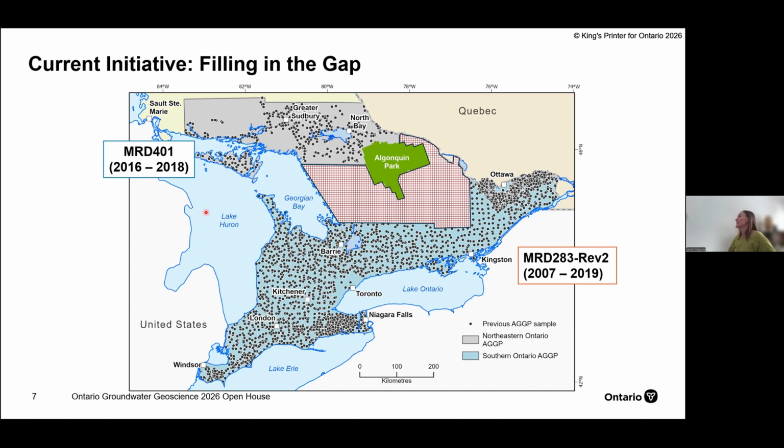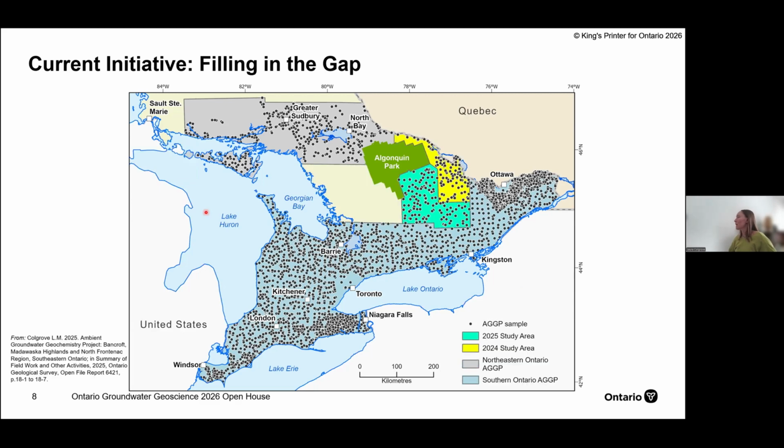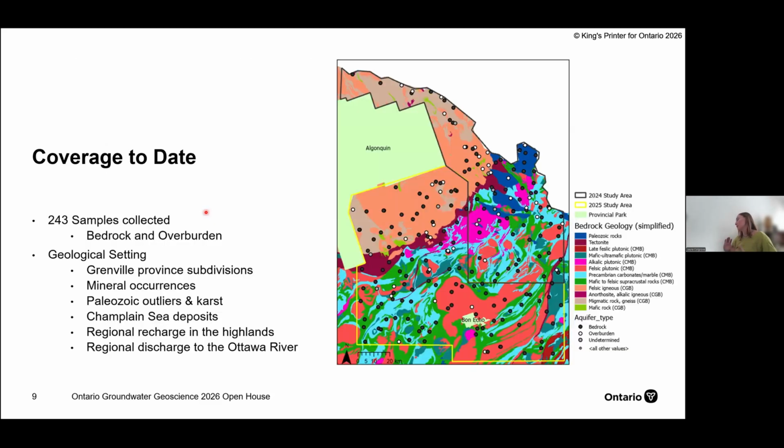So I started collecting samples there in 2024 in the area outlined in yellow. That was our Ottawa Valley study area. And then just last summer, we moved into the turquoise region where we covered North Frontenac, Bancroft, and Barry's Bay region. I'll just focus for the rest of the presentation on what we've done so far. So we got 243 samples.